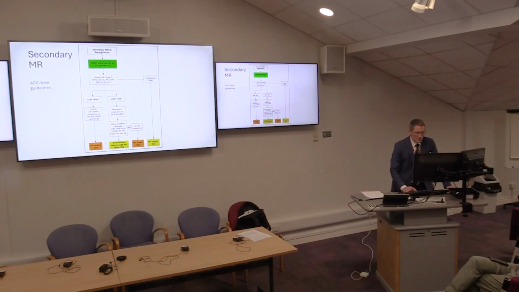In terms of secondary MR, again, goal-directed medical therapy. This is interesting. So these guidelines talk about an EROA of 0.4, but you'll find that in the trials that have just been presented at ESC, the mean EROA in the RESHAPE-HF trial was about 0.28. So there is a lot of talk amongst the community about what defines severe MR in secondary MR, and I think that's difficult.